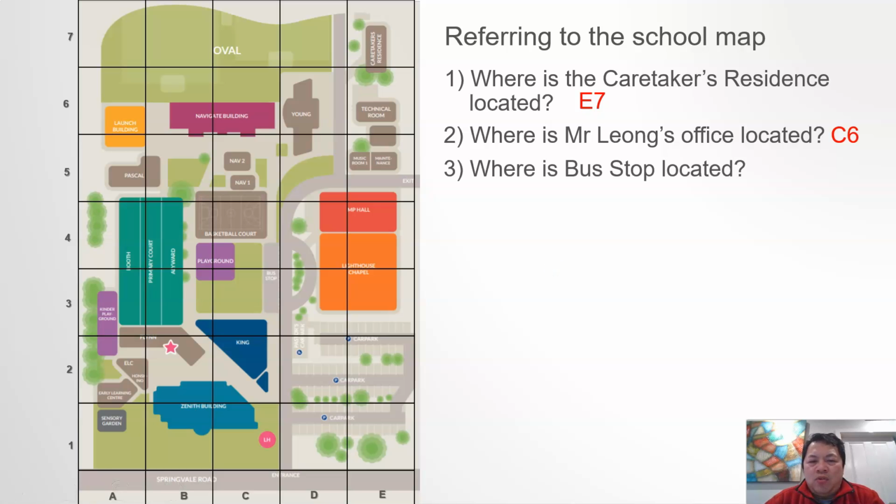And where's the bus stop located? Okay, the bus stop is labeled over here. We presume the stop is here, and it is at C3. Quite easy to understand, isn't it, this concept? Okay, let's move on. Oh, there's another one, the sensory garden. The sensory garden is over here, so it's A1. That's right.